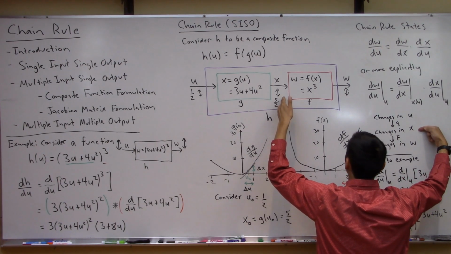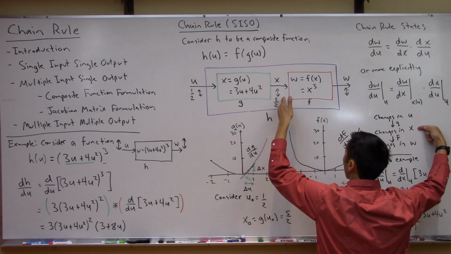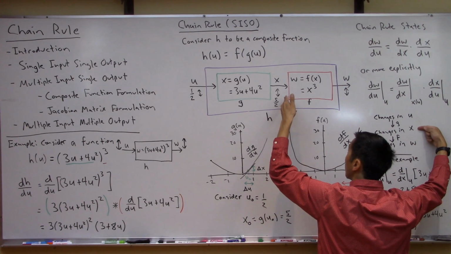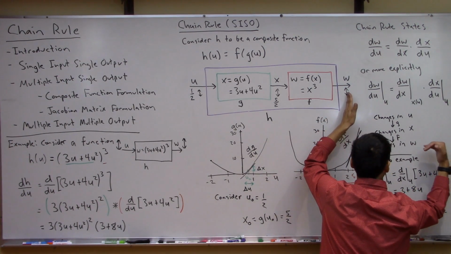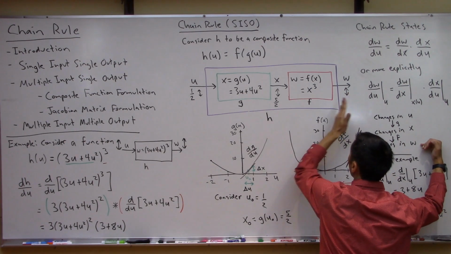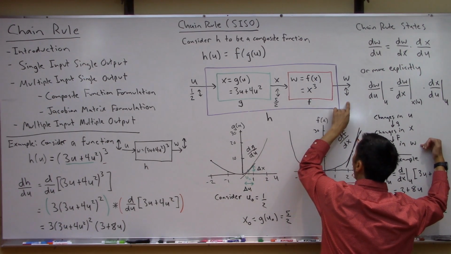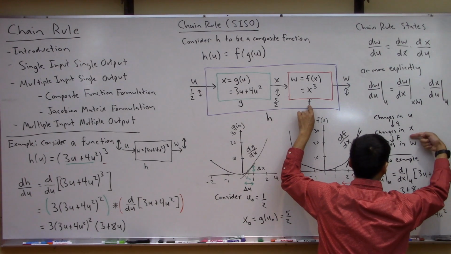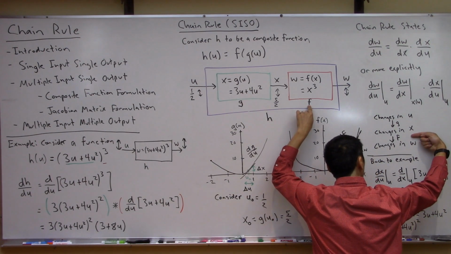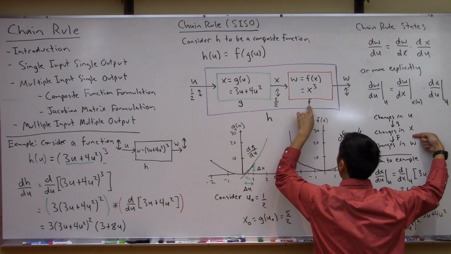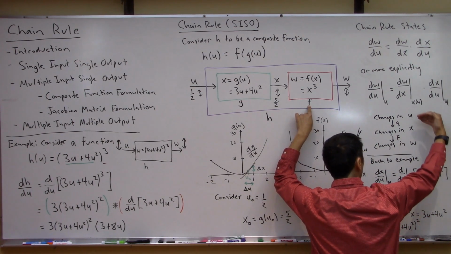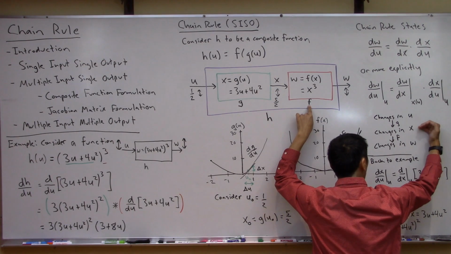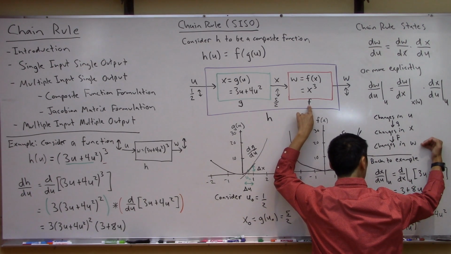And now that we have this change in x, we do the same thing and say, if I understand how this signal x changes, I can then look at how the change in w occurs. Again, we see from this picture that this occurs through the function f. That's how you end up with this output. So by daisy chaining together, this change in u produces a change in x, which produces a change in w.